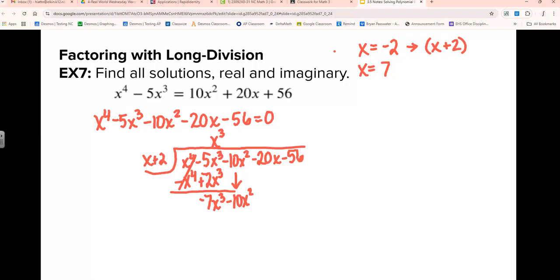Then I ask myself, what times x gives me -7x to the 3rd? That's going to be -7x squared. And now I need to multiply. -7x squared times x gives me -7x to the 3rd. -7x squared times +2 gives me -14x squared. Okay, I will subtract here, which means really I'm adding that 14, so I get 4x squared. I'm going to bring down my -20x.